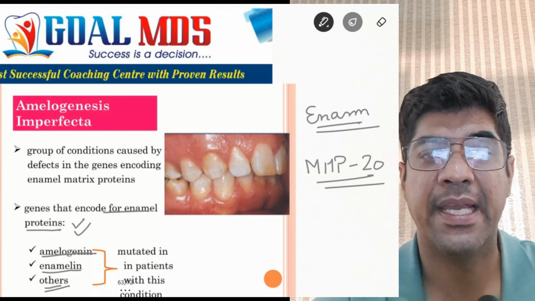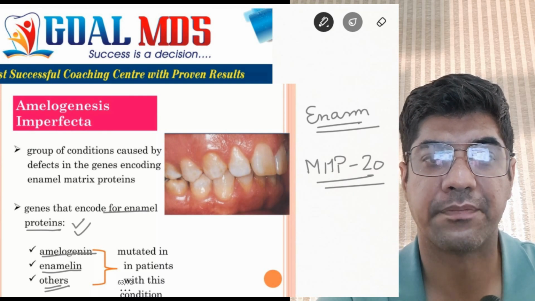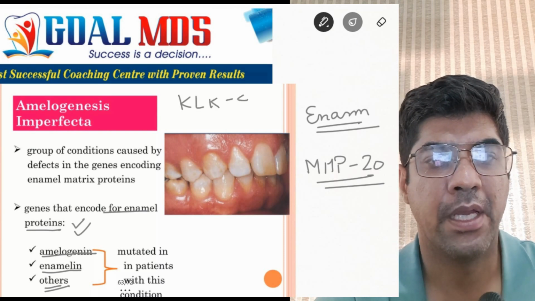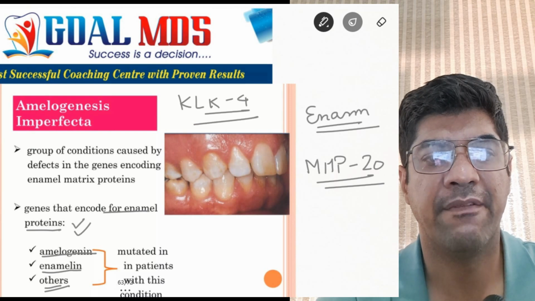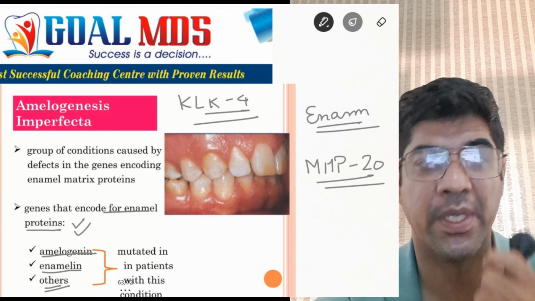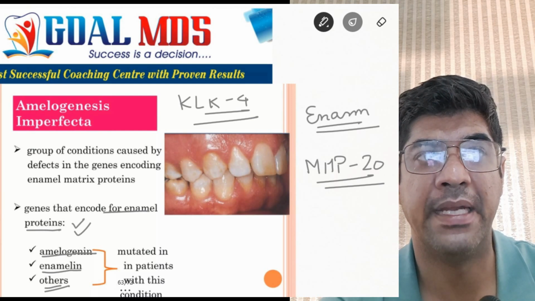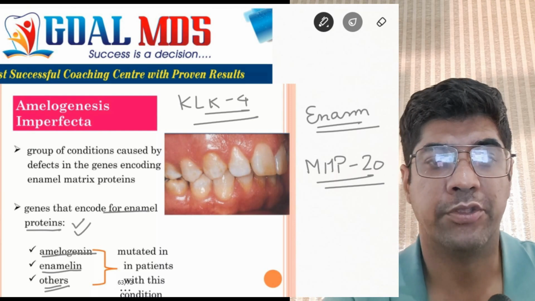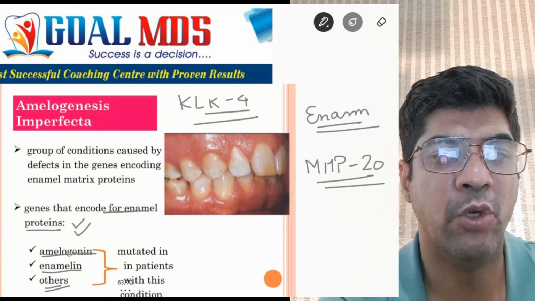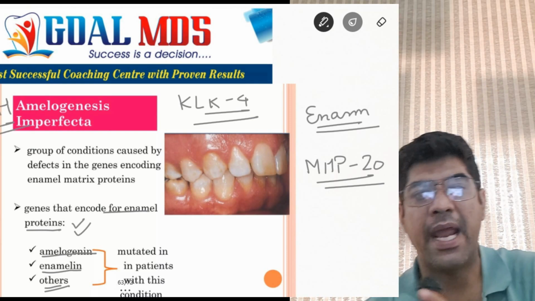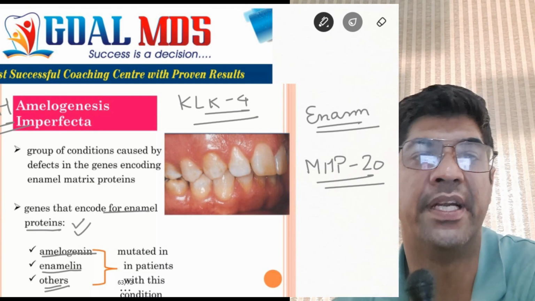The other is kallikrein, the KLK4 gene. This gene helps the enamel mature. A mutation in it will cause defects in enamel maturation. Another gene is the FAM83H gene. A mutation in this gene will lead to weak and poorly developed enamel. It is common and severe, affecting the whole crown of the teeth.